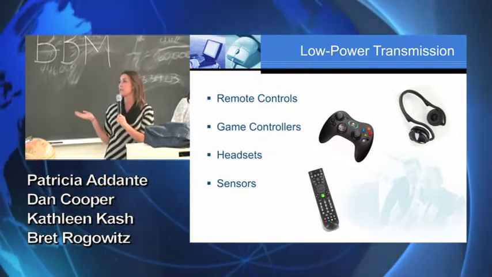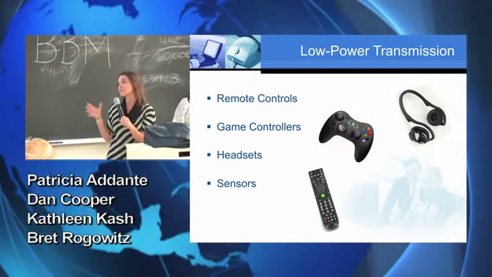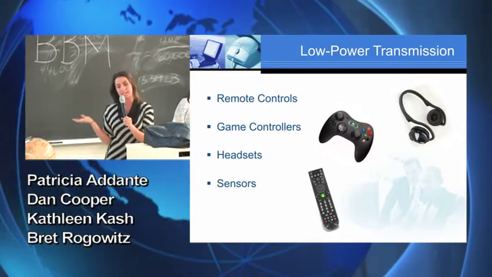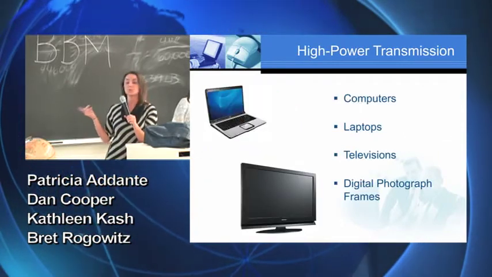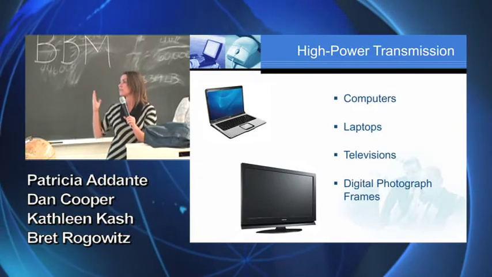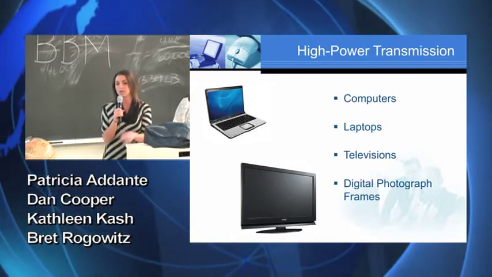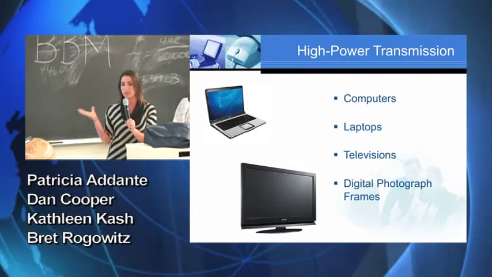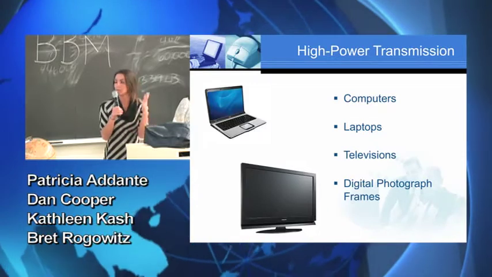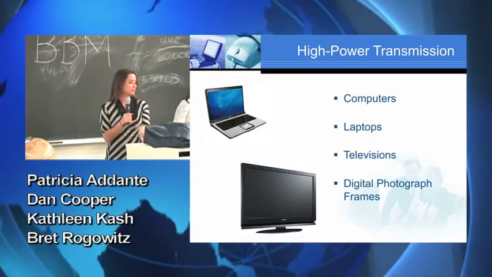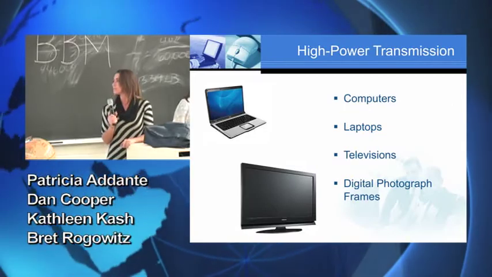And as you can see, here are a few examples of low power transmission, such as game controllers, headsets, etc. Going on to high power transmission, everything from computers, laptops, televisions, digital photo frames. As we said, it's still kind of the tip of the iceberg, so in years to come, it'll probably be more of this around. And we're going to watch about a minute and a half video on how exactly the wireless power works.